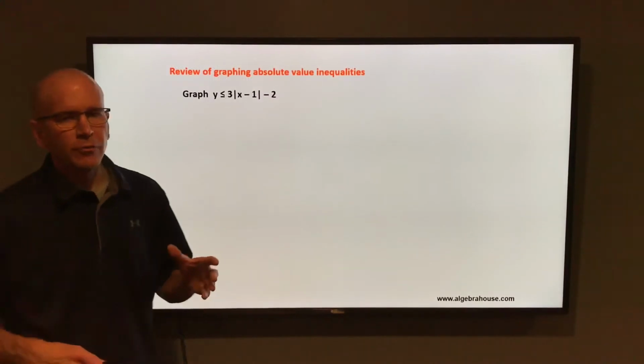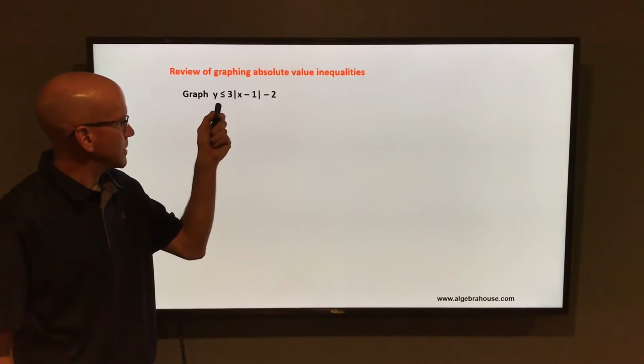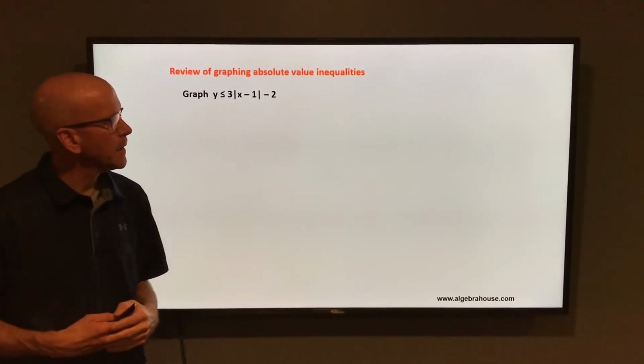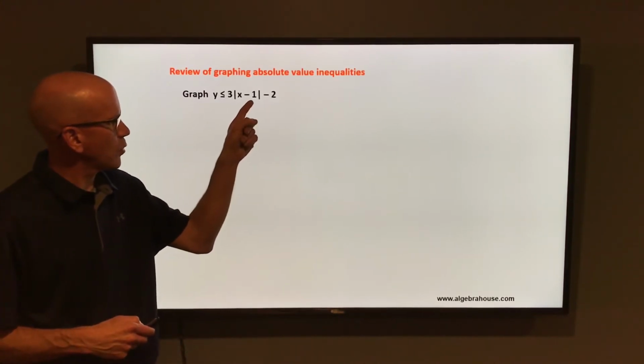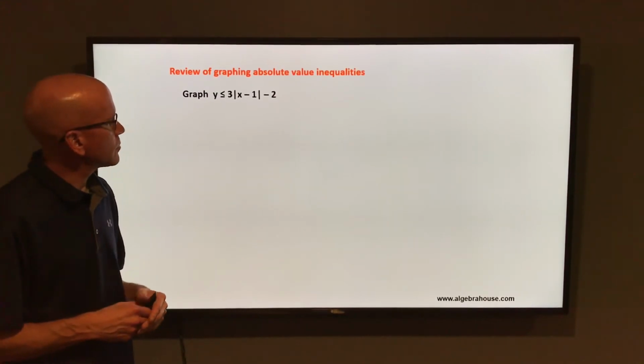Just a quick review of graphing absolute value inequalities. If you have the absolute value inequality y is less than or equal to 3 times the absolute value of x minus 1 minus 2, remember, you can see the vertex. The vertex would have coordinates of 1 and negative 2. So this would be a V-shaped graph. This graph will be opening upwards.